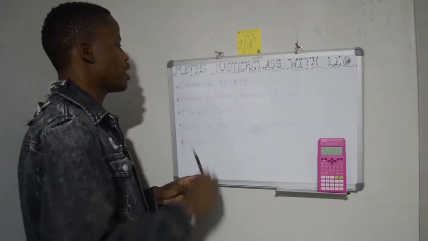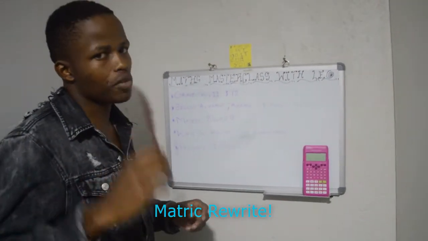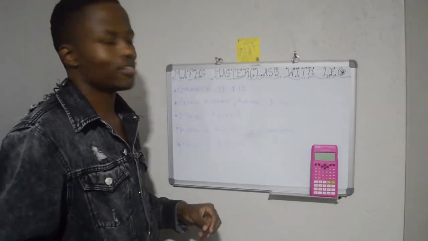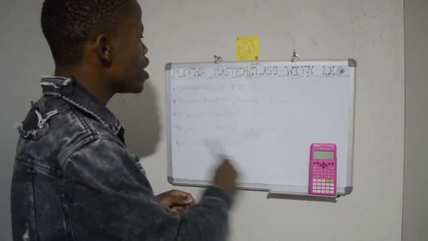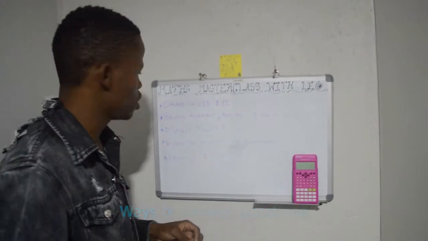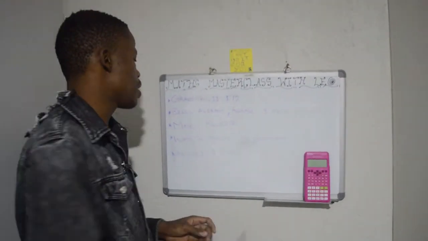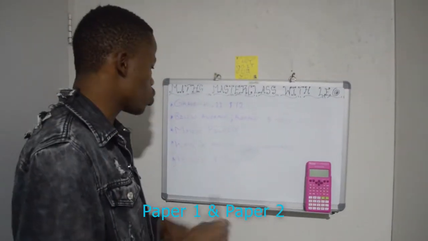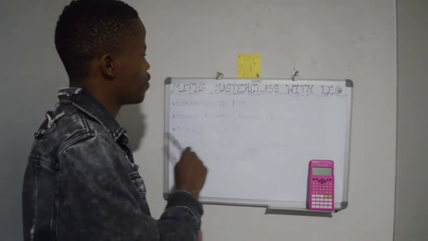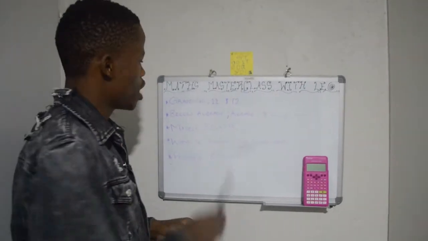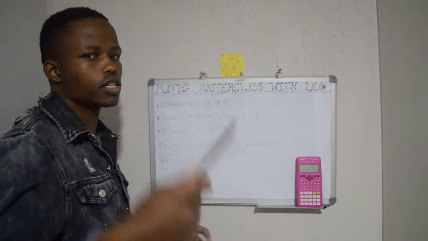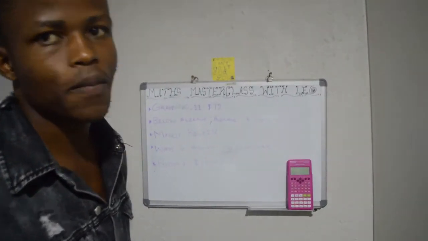We'll also be dealing with learners who want to rewrite maths. They've been struggling with maths. And then we'll be dealing with ways to answer questions, how to attempt questions, how to actually pass maths. And then we'll be dealing with question papers, paper 1 and paper 2. You know those simple chapters in paper 1 when you talk about the average learners or below average learners. You know those questions. And then when we talk about paper 2, you know those chapters, statistics, and so forth and so on.